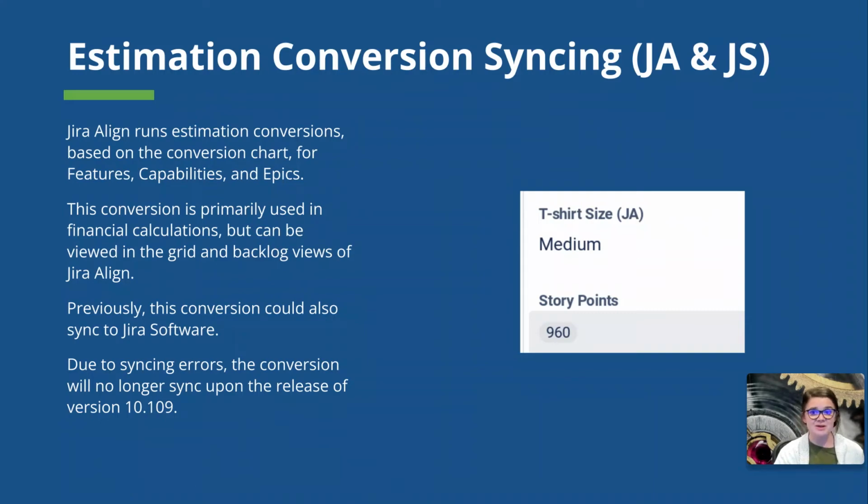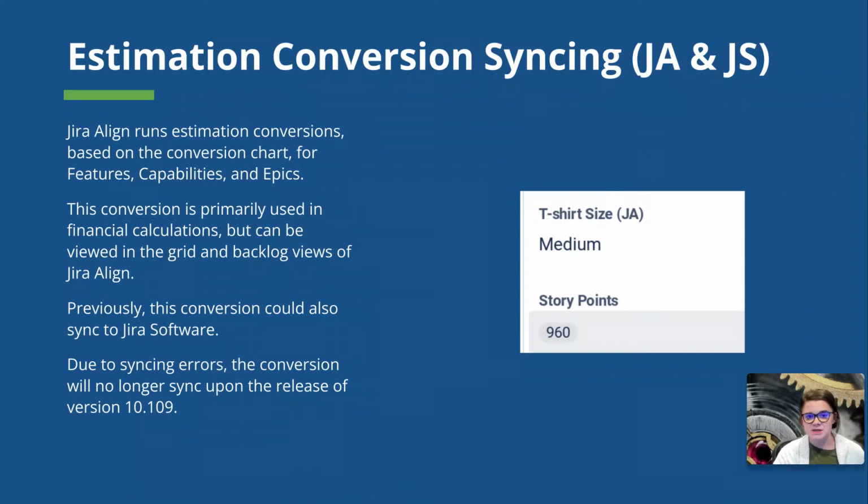Because we typically are not looking for this discrepancy between the tools, with version 10.109, the Jira Align team is reversing some of this syncing functionality. Now you can only sync one estimation value from Jira Align to Jira software at the feature level, so you can either sync the t-shirt size value or the points value, but not the converted value between the two.